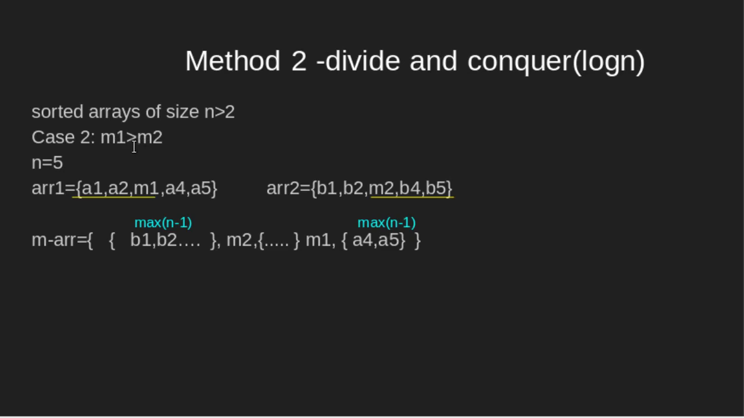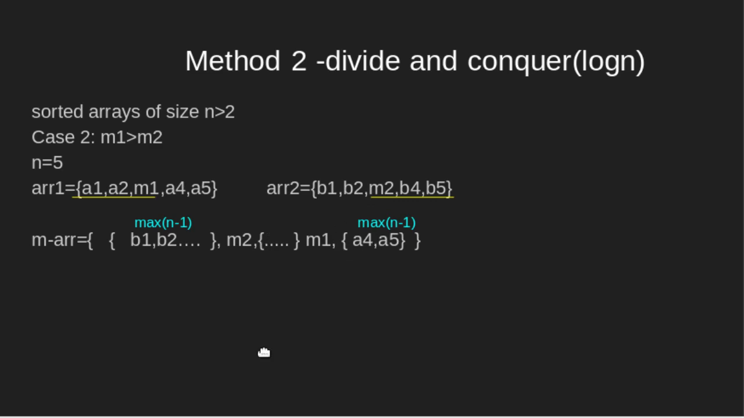Case 3: when m2 is less than m1. In the merged array, before m2, definitely b1 and b2 will be there. a1 and a2 can also be there, so a maximum of 4 elements will be there before m2. After m2, a1, a2, b4, b5 can be there, but not a4 and a5, as they are greater than m1. After m1, a4, a5, b4, b5 can be there. Again, this set can have a maximum of 4 elements.